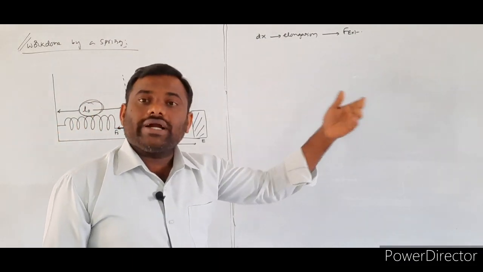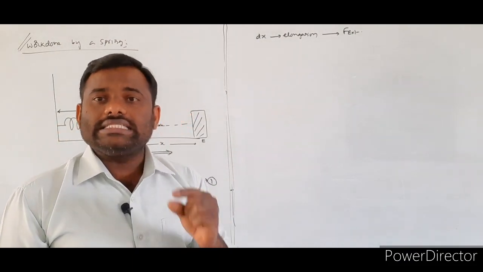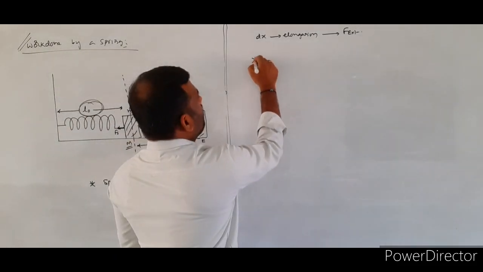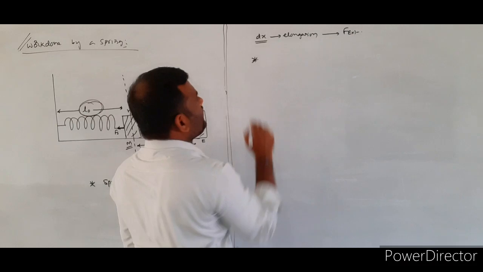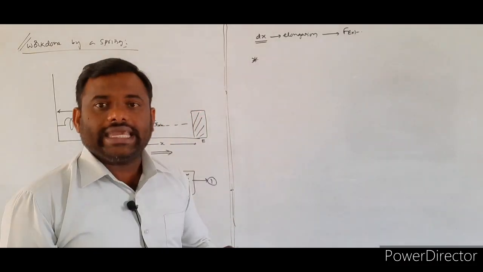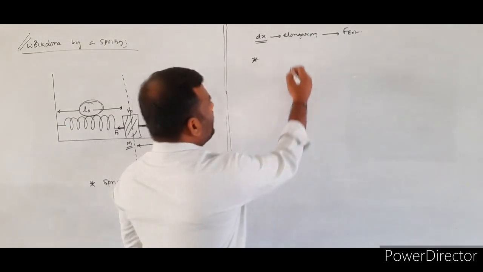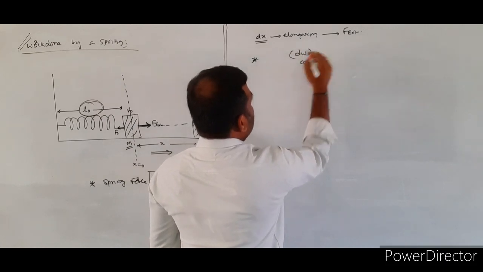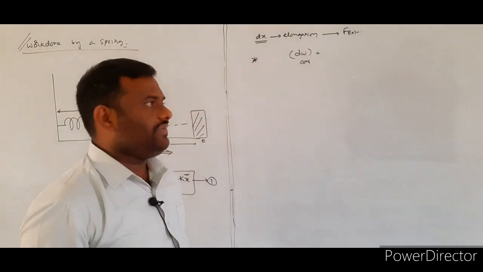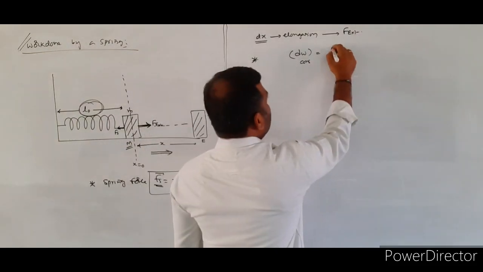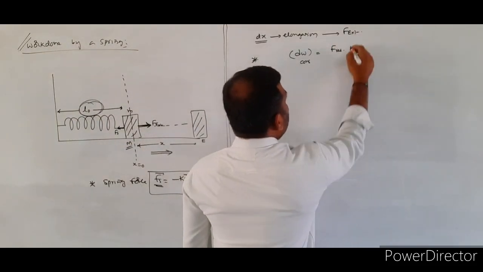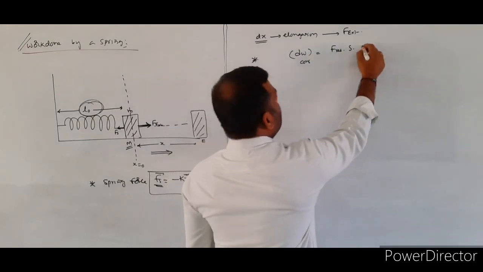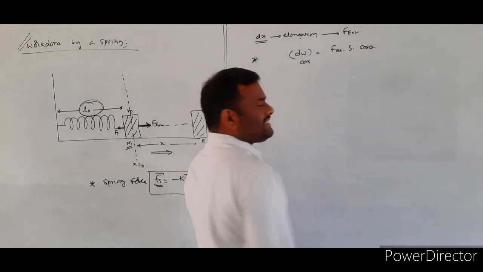But here we want to calculate the work done by the conservative force. So for a small displacement dx, the work done will be taken as dW. So here dW indicates the work done by the conservative force. What is it? Restoring force, displacement, and cos theta.